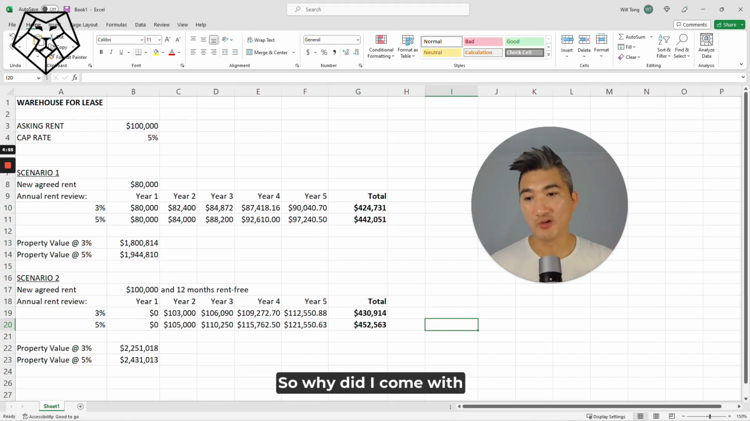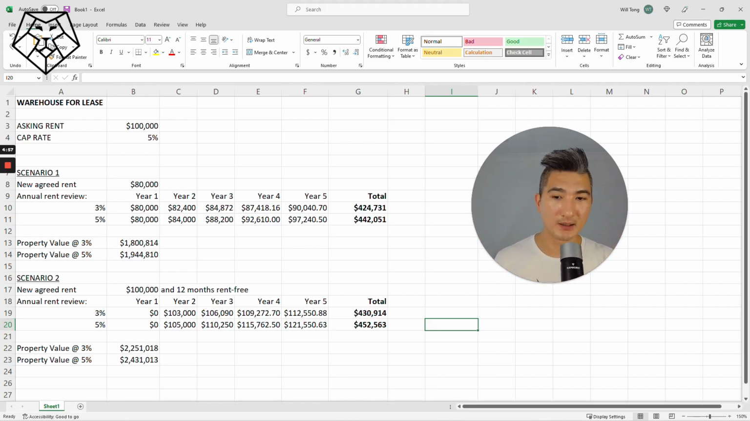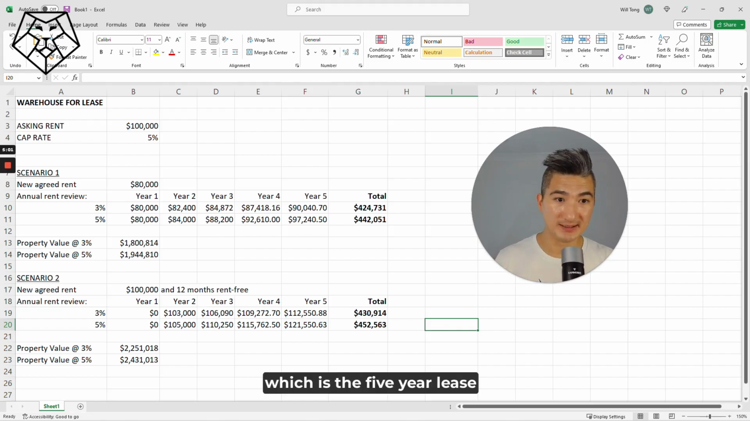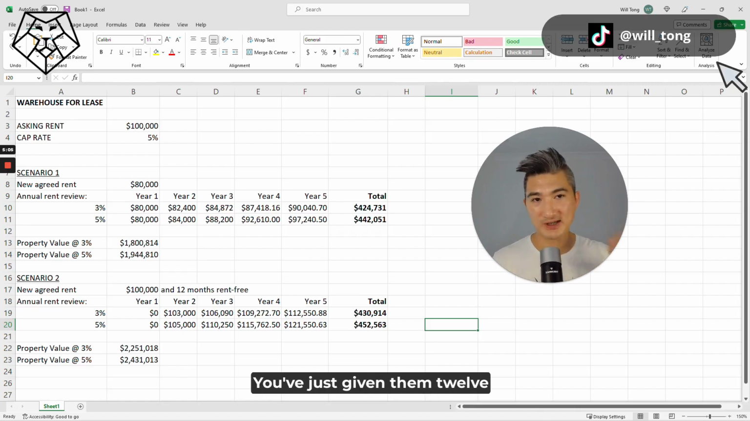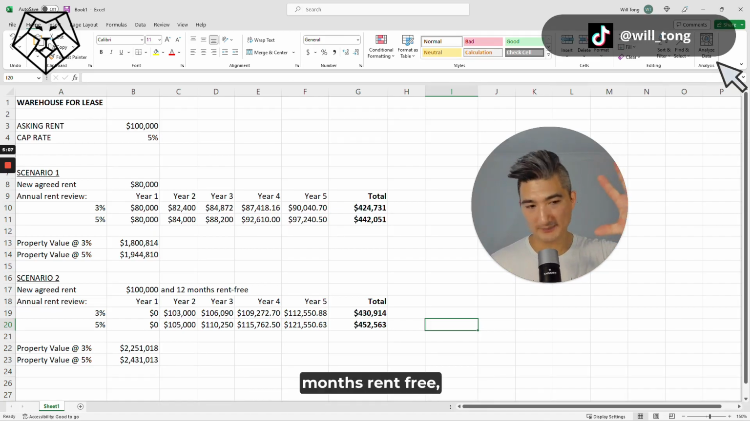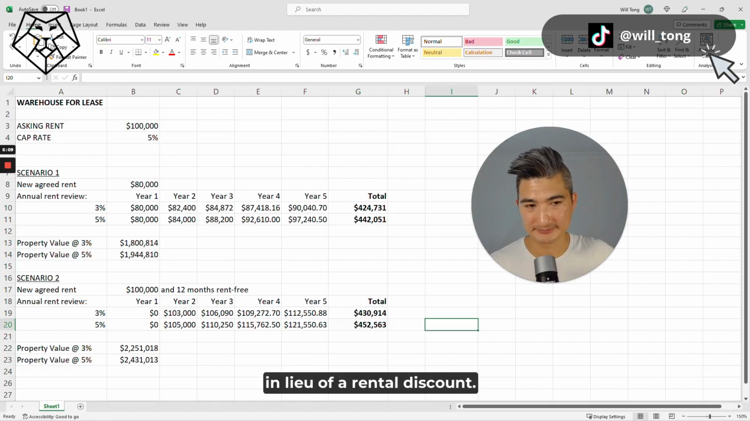So why did I come up with 12 months? Because 20% times 60 months, which is the 5-year lease term, is 12 months. So let's say in year 1, you don't collect any rent. You've just given them 12 months rent free in lieu of a rental discount.